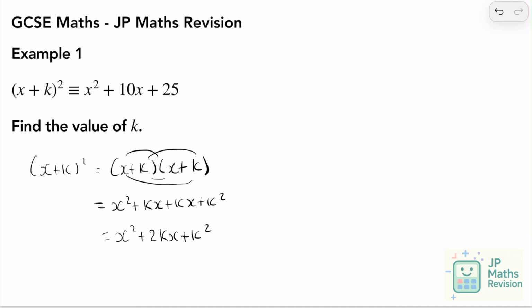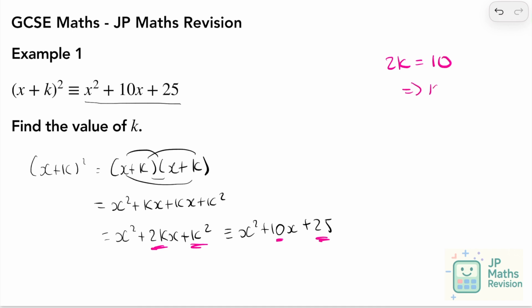Now I know this is identical to x squared plus 10x plus 25. So if I say this is identical to x squared plus 10x plus 25, I can see the k squared part is the 25 part and the 2k part is the 10 part. So I could say 2k is equal to 10, so therefore k is equal to 5. I could also show that by saying k squared is equal to 25, so k is also therefore 5. So the answer to this question is k equals 5.